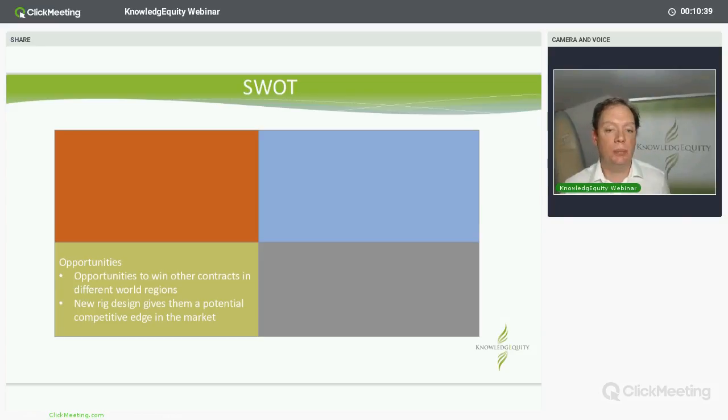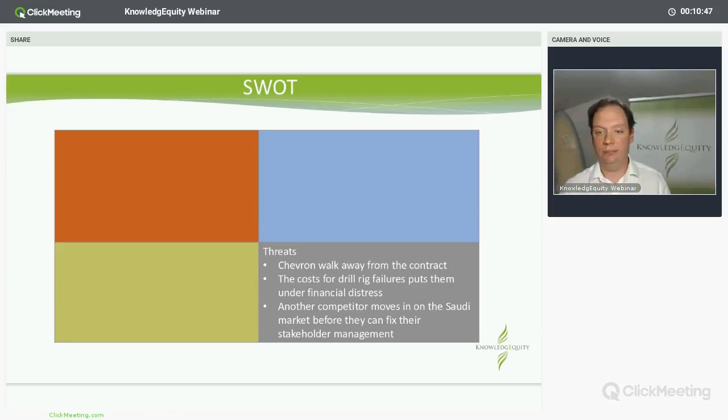Opportunities: they're chasing opportunities to win other contracts in different world regions, to do a new rig design that gives a potential competitive edge in the market. The threats, again related to the weaknesses: Chevron walks away. These drill rig failures keep causing them enormous costs, and it puts them under financial distress fairly quickly. Another competitor comes in, a new entrant to the market, they move in on their current market, or they beat them into the Saudi market, and they're not able to develop the stakeholder relationship strength that they're trying to build in those new markets. All right?